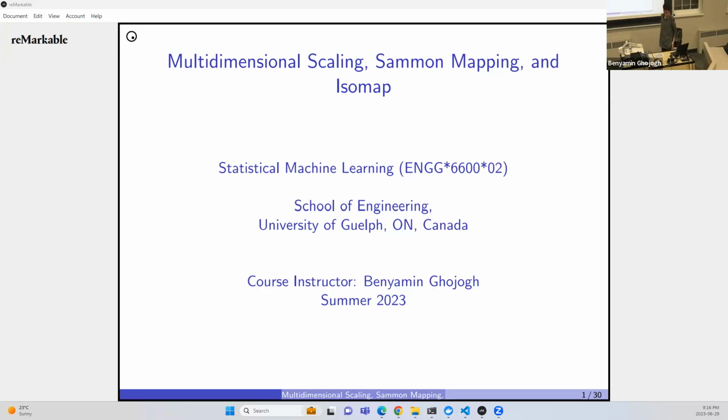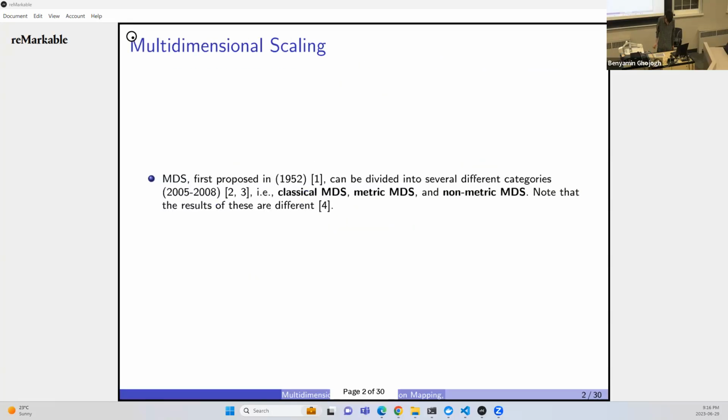Okay, now we continue with multidimensional scaling, Sammon mapping, and Isomap. So MDS, or multidimensional scaling, was first proposed in 1952. It can be divided into several different categories, such as classical MDS, metric MDS, and non-metric MDS. And the results of these are different.